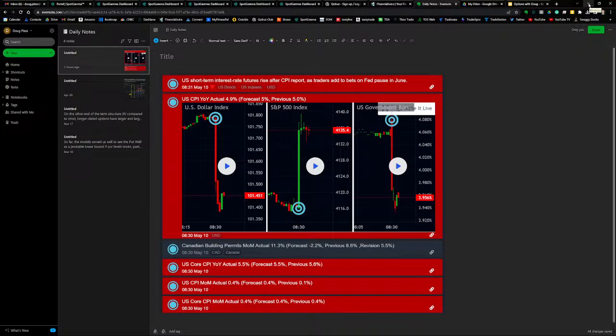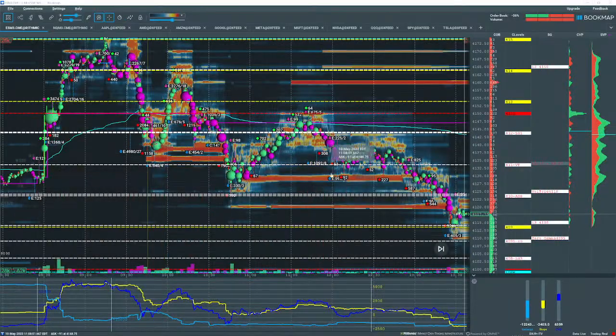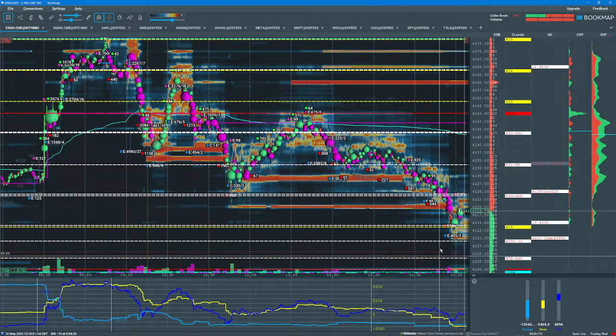And then tomorrow PPI data comes out at 8:30 a.m. Eastern Time, and then finally on Friday consumer sentiment at 10 a.m. Eastern Time. All right, let's go through positional analysis now.